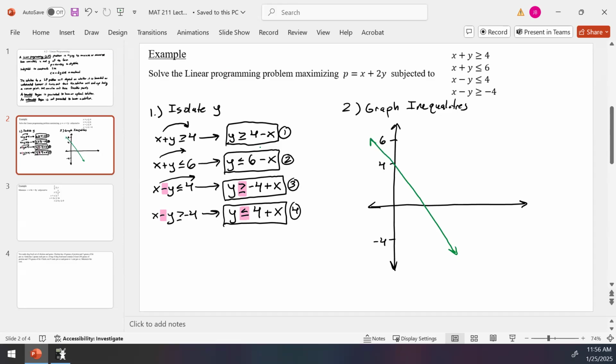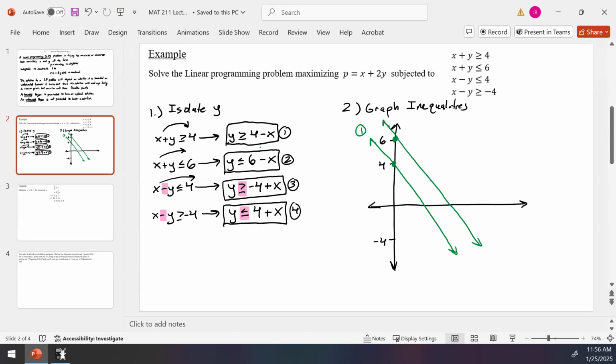And then for the second equation, so I'll put equation number 1, it has a y-intercept of 6. And then it also has a negative slope of -1. So that means they're going to be parallel to each other like that. So we have those two.